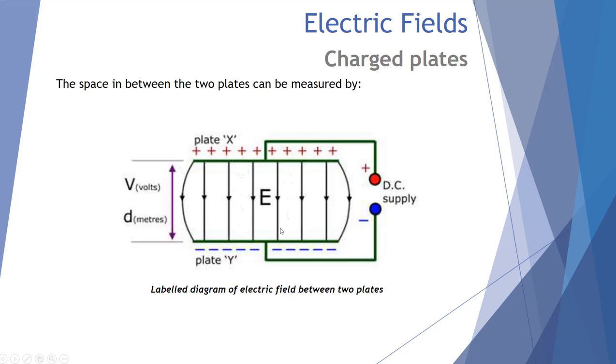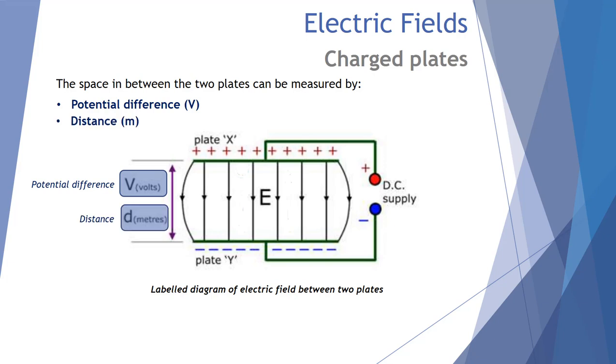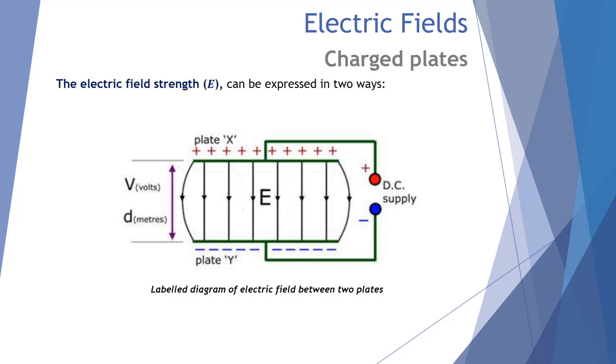The spacing between the two plates can be measured in one of two ways. First of all, you can measure the potential difference, how many volts there are between the top and bottom plates, the positive and the negative plates. Alternatively, we can look at the distance in meters, their physical separation.